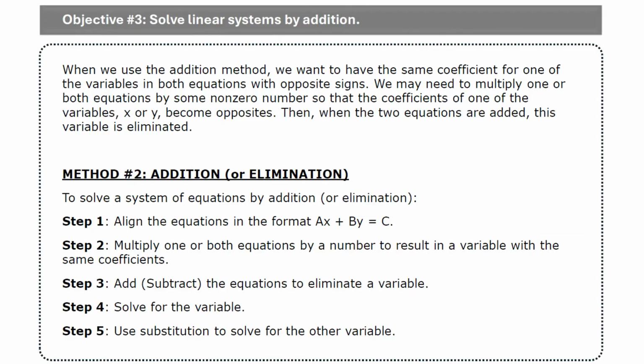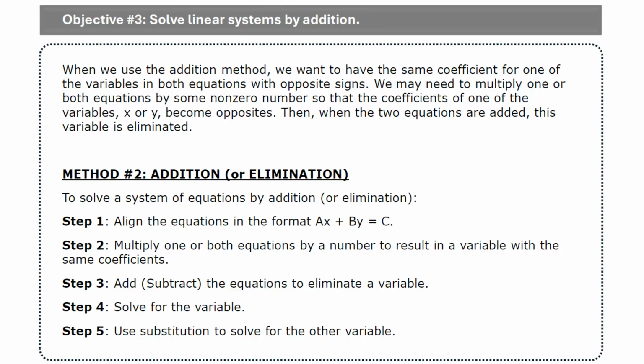Okay, objective number 3, solve linear systems by addition. So when we use the addition method, we want to have the same coefficient for one of the variables in both equations with opposite signs. We may need to multiply one or both equations by some non-zero number so that the coefficients of one of the variables, x or y, become opposites. Then, when the two equations are added, this variable is eliminated.